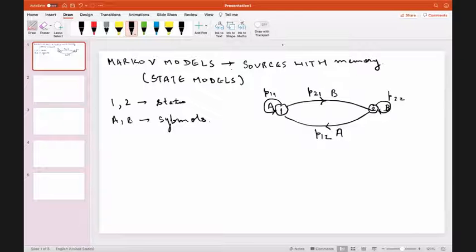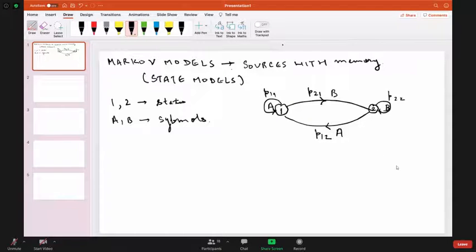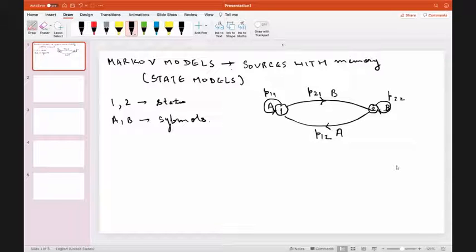Formulas for entities that we need to evaluate. Of course, we'll be talking about entropy and average information per symbol, and we'll talk about these in these models. Then we'll go and do some numericals so that you have an idea of how you need to tackle these kinds of problems.